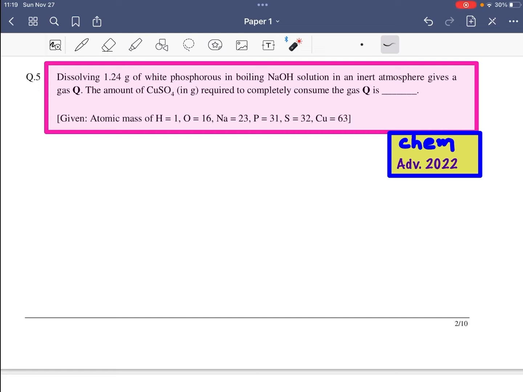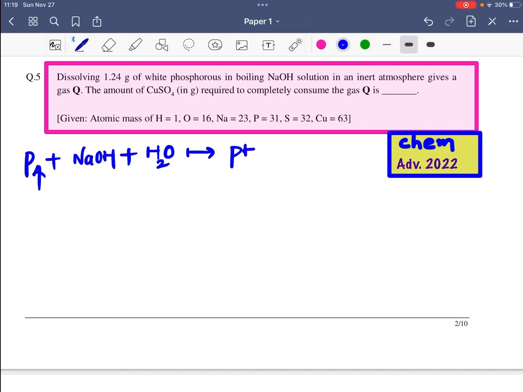The first reaction, I'll write the first one: P4, that is white phosphorus, when it reacts with NaOH, that is sodium hydroxide, in the presence of water, H2O. It is a disproportionation reaction where phosphine is formed plus sodium hypophosphite, NaH2PO2, is formed. Let us balance this reaction. We get 3, 3 and 3. This is the reaction here.